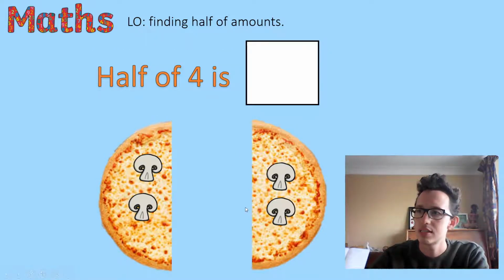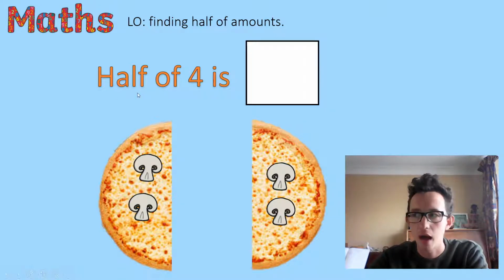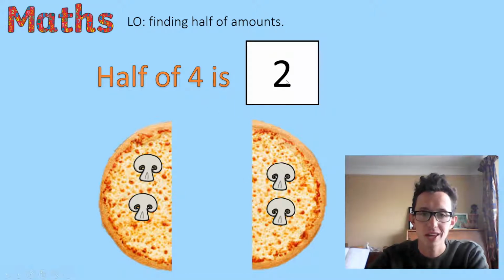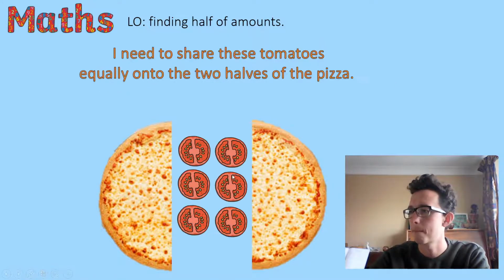So I can say that half of 4, because we have half on the half the 4. So half of 4 is 2, because on this piece of pizza underneath the box is 2 slices of mushroom, or 2 pieces of mushroom. So I can say half of 4 is 2 quite confidently there, can't I?